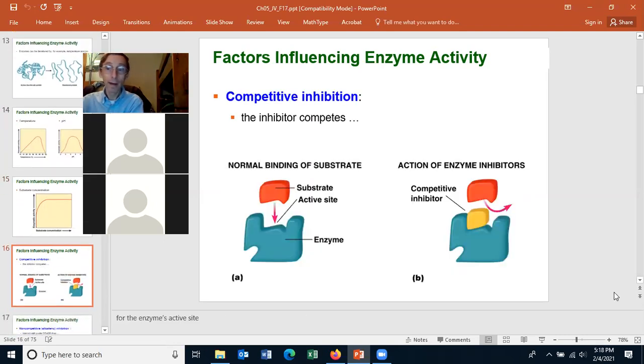I'm moving on. Competitive inhibition is when there's a drug or something that competes for the active site with the substrate. So the substrate and the competitive inhibitor are binding to the same site in the enzyme. And that's why it's called competitive. Some drugs act that way, where they bind to the active site of the enzyme.